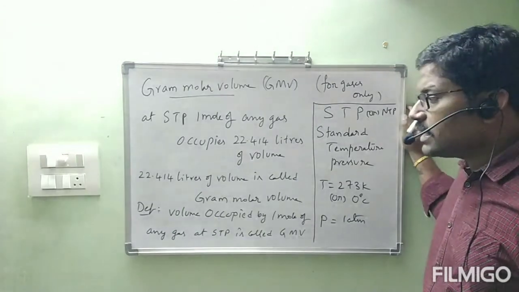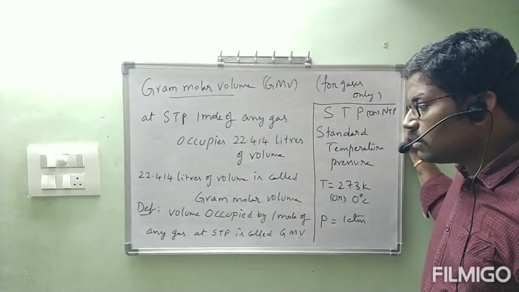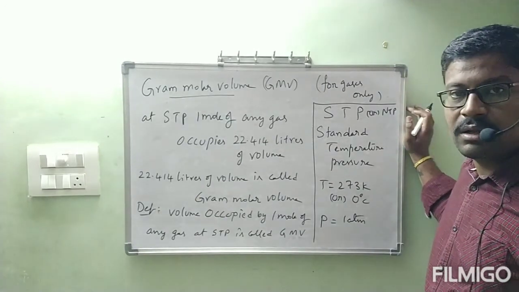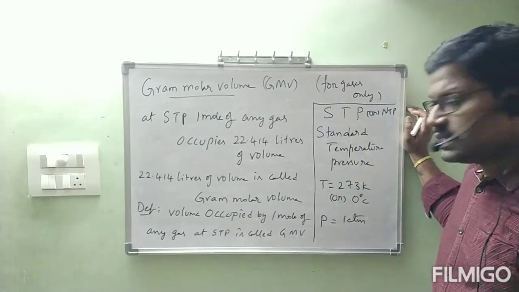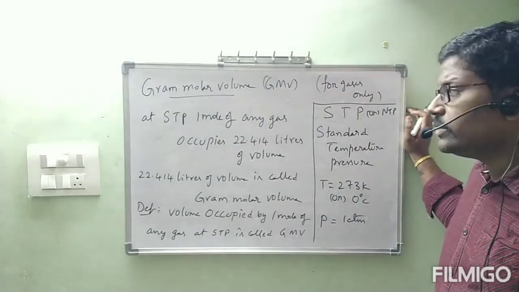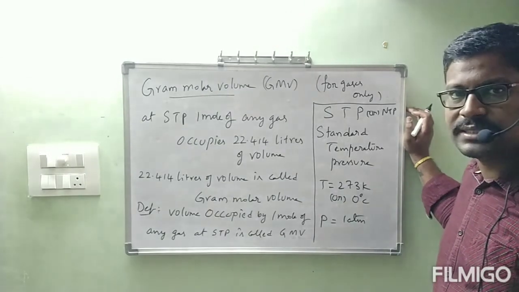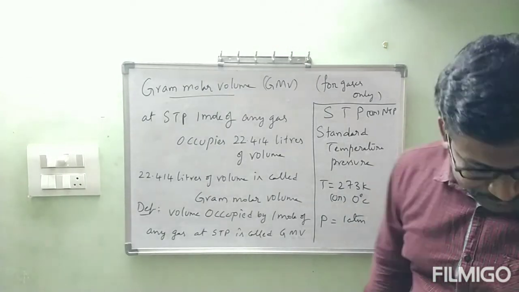See once again the definition of this gram molar volume. Volume occupied by 1 mole of any gas at STP is called gram molar volume. What is the value of gram molar volume? 22.414 liters. Simply it is represented as 22.4 liters. Now let us see.